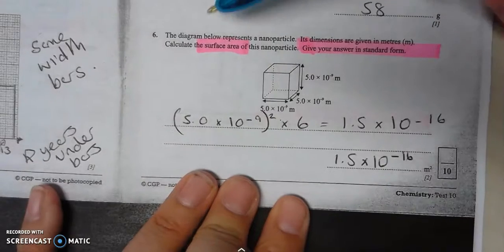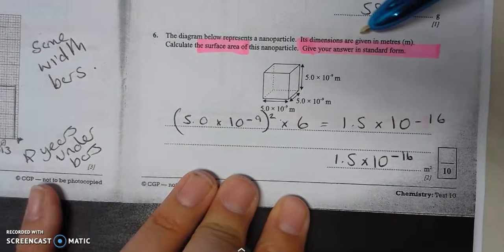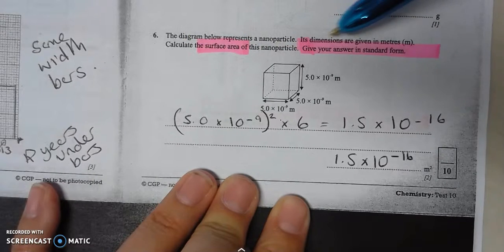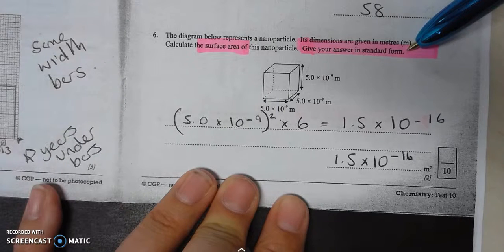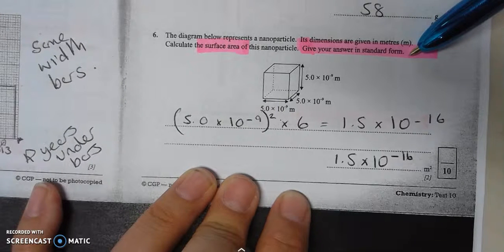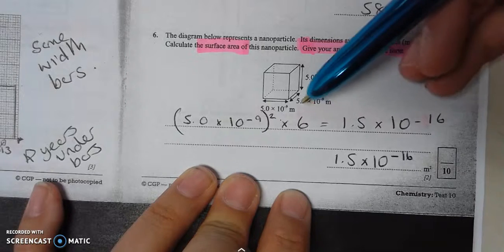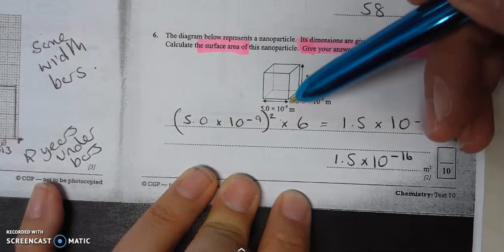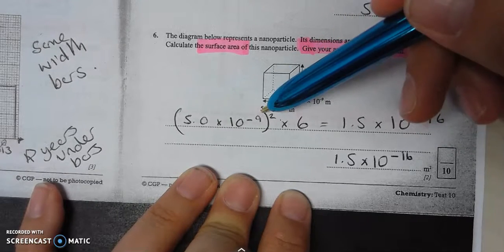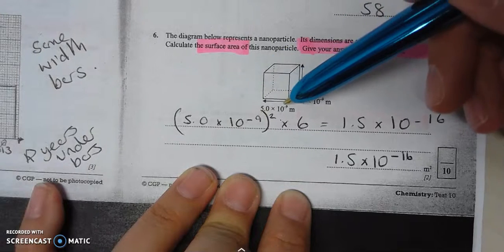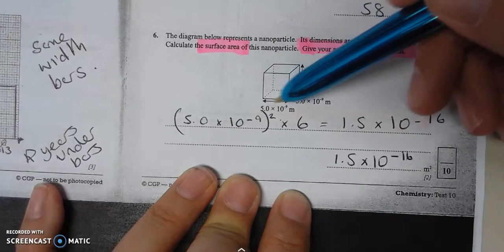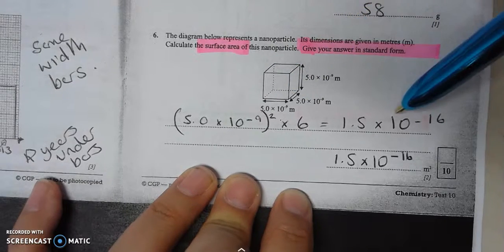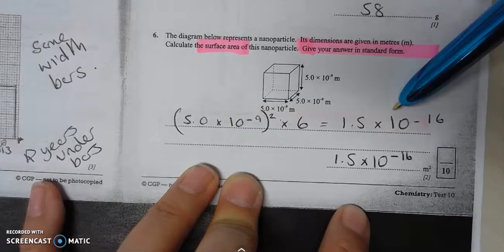Lastly, this question, the diagram below represents a nanoparticle. Its dimensions are given in metres. Calculate the surface area of this nanoparticle and give your answer in standard form. Again, 2 marks, one for working it out, one for converting to standard form. So I just want the surface area. So 5.0 times 10 to the minus 9 times the height, and that's what I've got here. But I want the surface. So I work out one surface, so that times that, and then I multiply it by 6 because I've got 6 surfaces. And I get an answer of 1.5 times 10 to the minus 16.